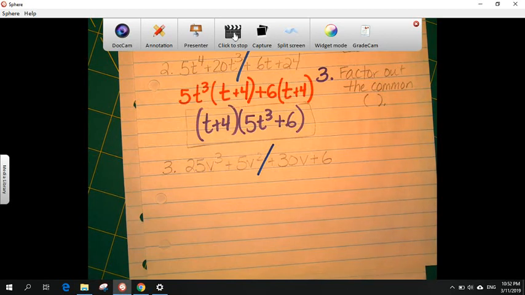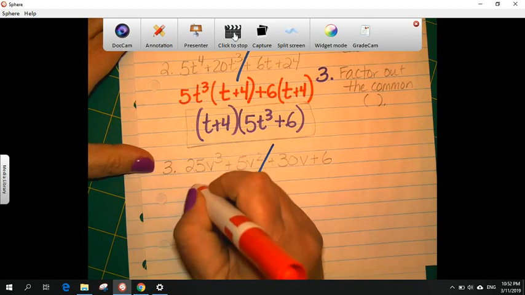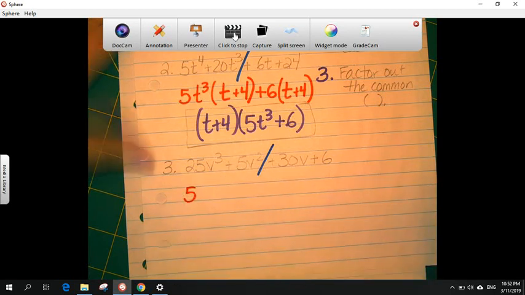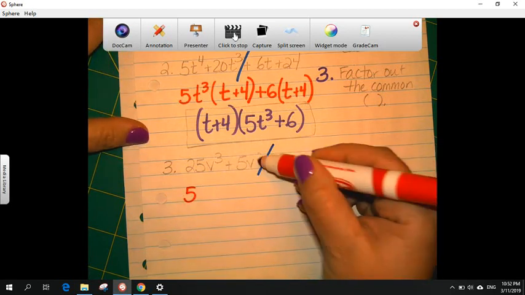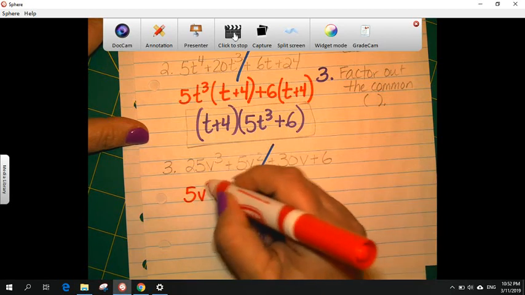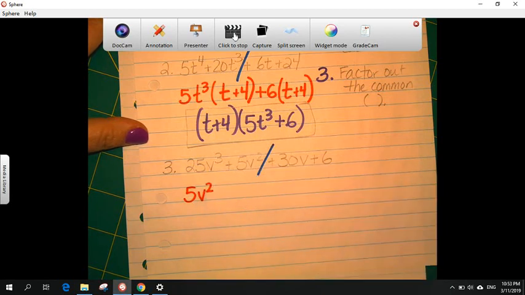So the largest number, I'm looking at the 25 and the 5, the largest number that goes into 25 and 5 is 5. And then how many v's can we pull out? Well, this last one is the smallest number. We can only pull 2 out of there. So what's left?